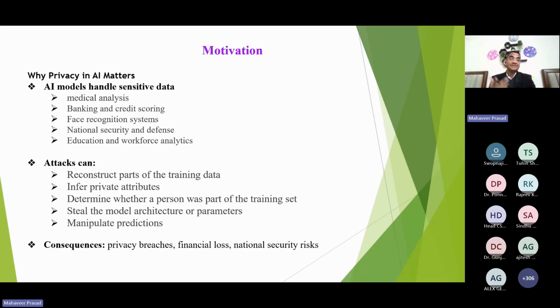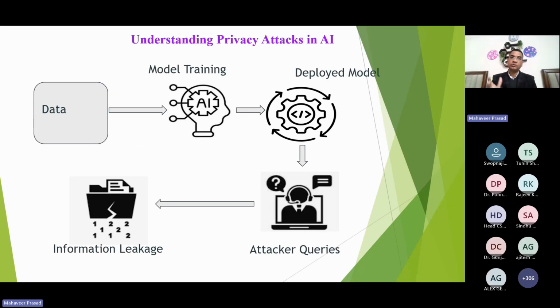What attacks can attackers do? They can reconstruct part of the training data, including a private attribute, determine whether a person was part of the training set, steal the model architecture and parameters, and manipulate predictions. What will be the consequences of that? We are breaching privacy. There will be a huge loss of finance and, obviously, national security. So now you can understand how attackers can get information from your model.